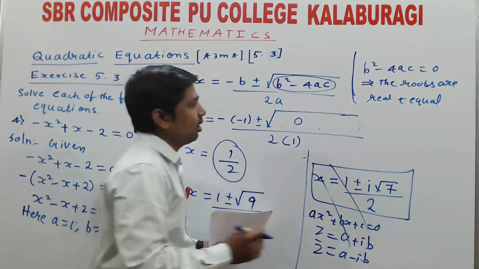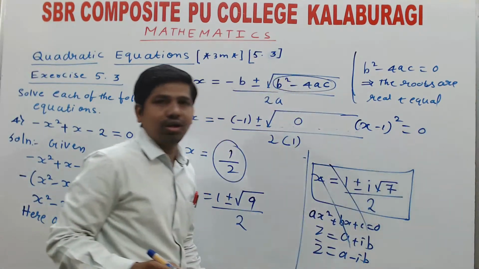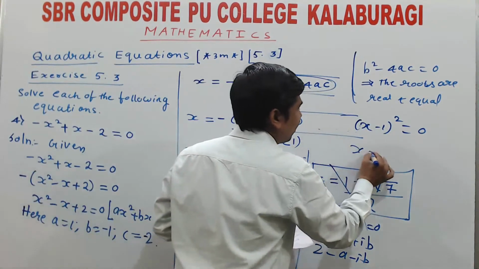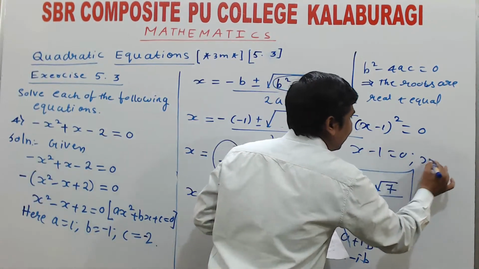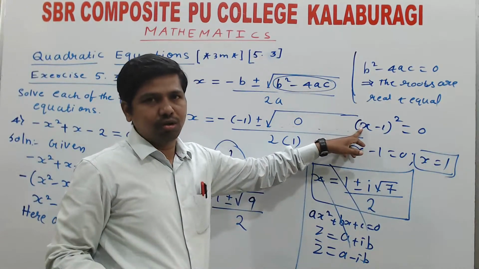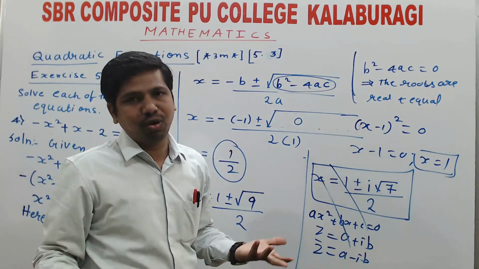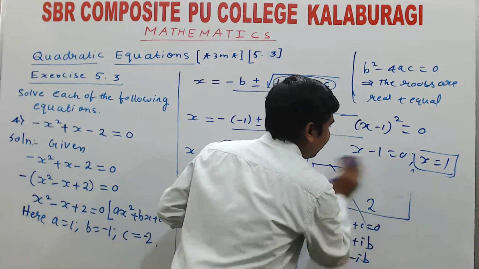For example, if I take x minus 1 whole square equal to 0, right? Then if I take x minus 1 equal to 0, that indicates x equal to 1. Suppose it is split by saying a plus b whole square also. In some cases square is there. So in that case both the values are the same only.